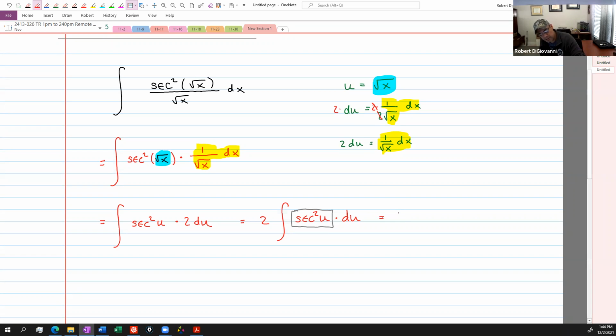All right. So now our answer is 2 times the antiderivative of secant squared u, which is tangent u, plus some constant of integration that I don't know. And now what I do is replace my u with the square root of x. I guess I could have put the u in, it doesn't matter. There it is. You can always check your answer by taking the derivative.